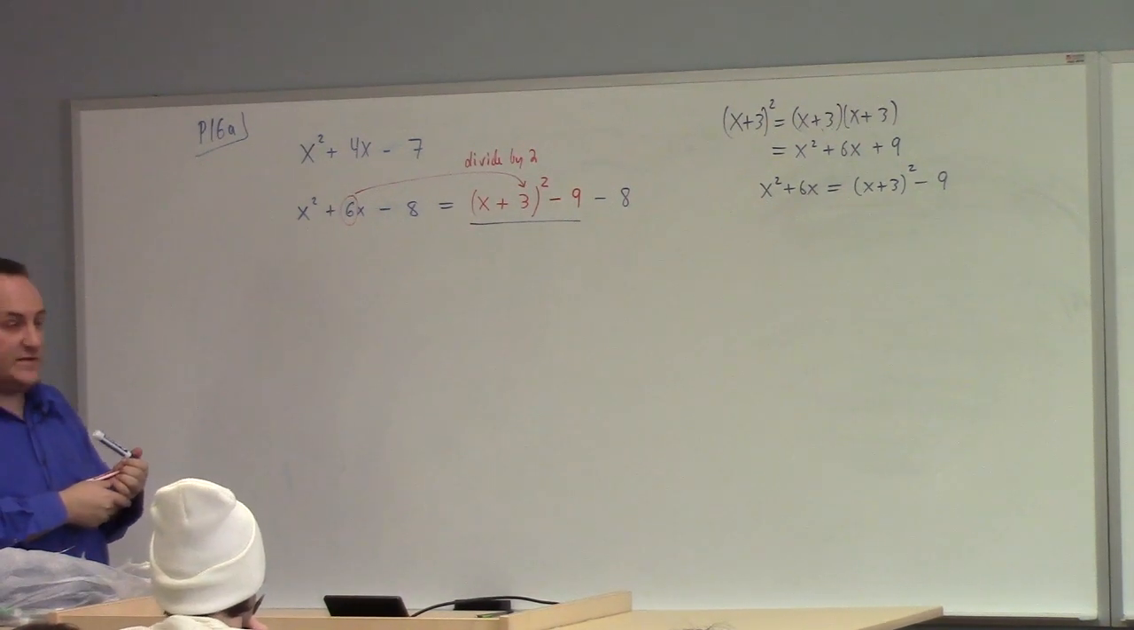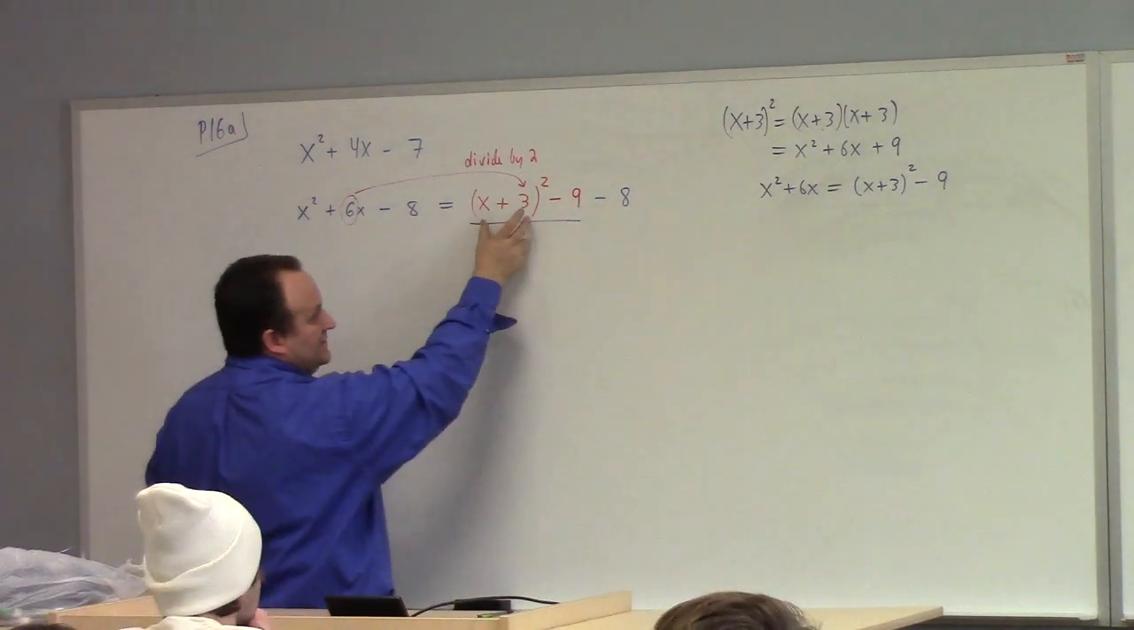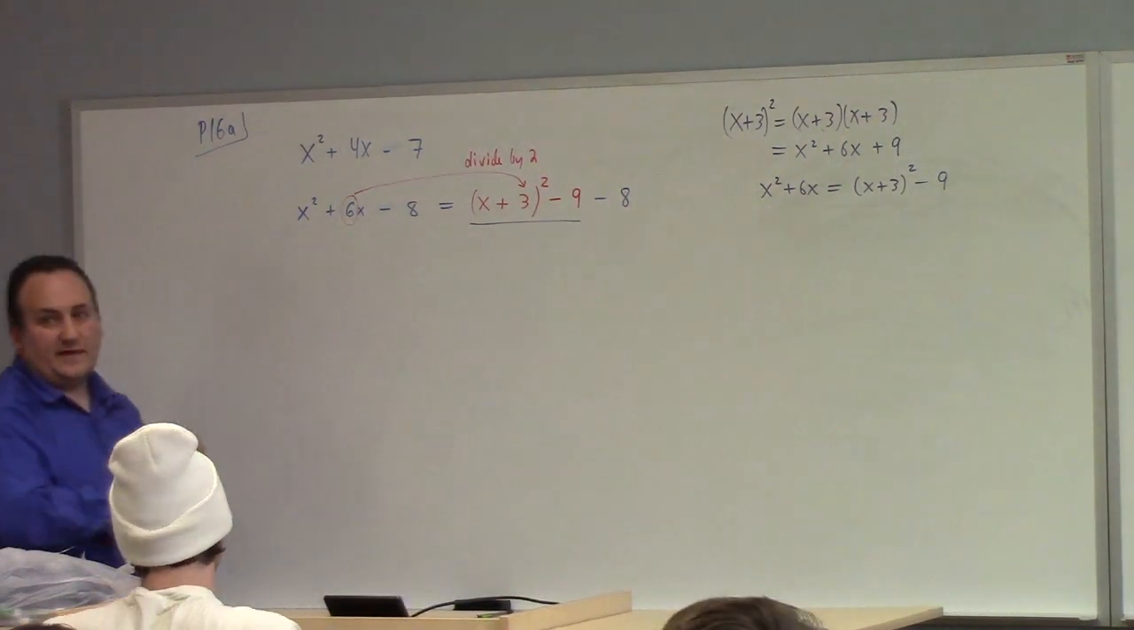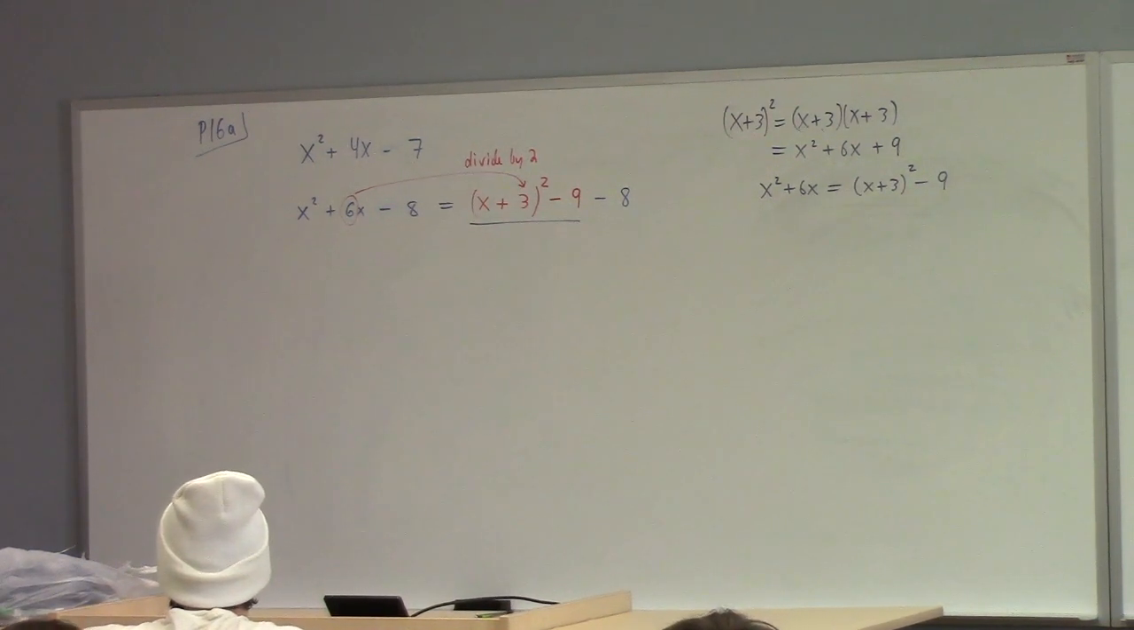So it's always this. We always take half of the coefficient of x, we add it to x, we square that, we subtract the square of the thing we added over here, and that will match what we started with. It's just a way of rewriting the variable into a square. Is that okay?